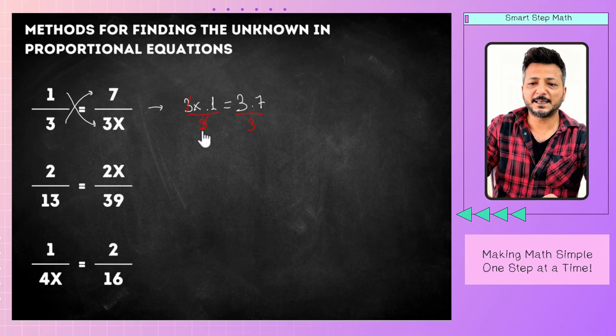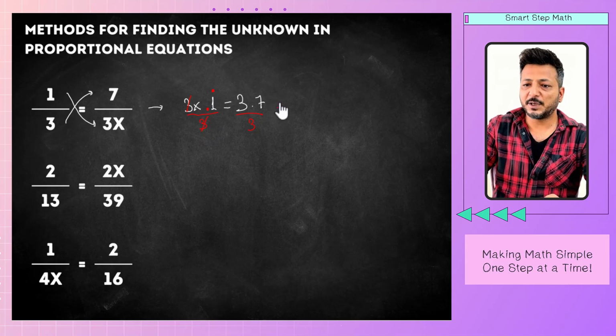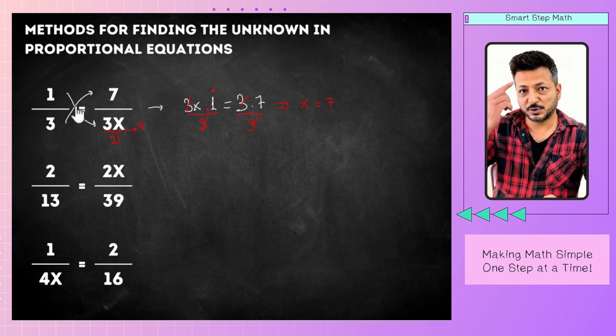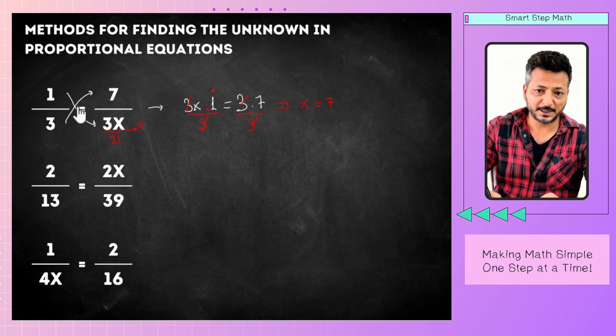Because 1 is the identity element in multiplication, right? So it has no effect. That's why only x remains on the left side. On the right side, 3 and 3 simplify. And what remains? Only 7. So, in this proportion equation, the thing called x must be 7. So if it is 7 divided by 21, this expression would satisfy our proportion. Actually, this is what we need to understand.